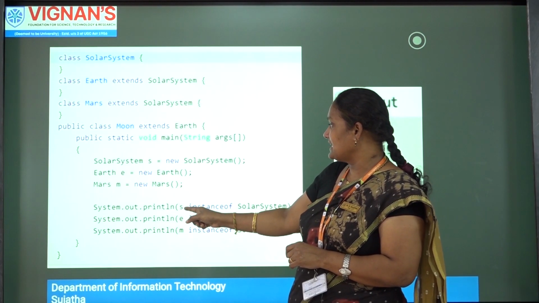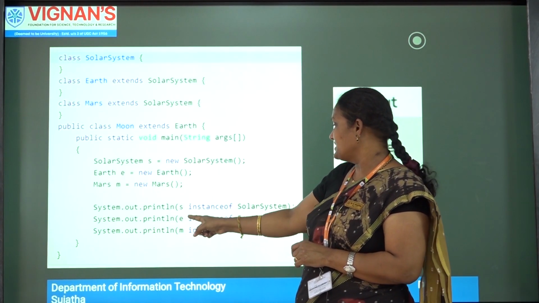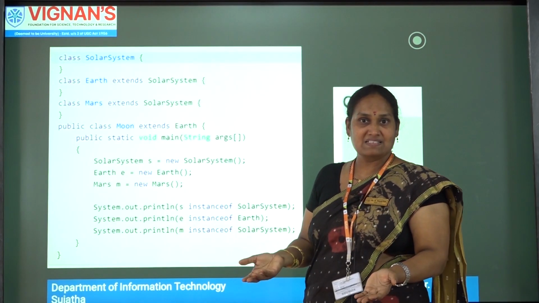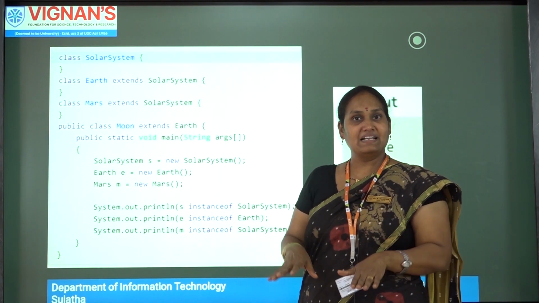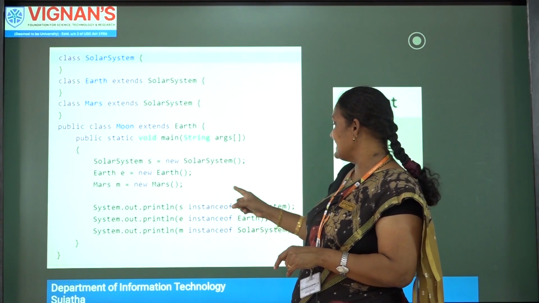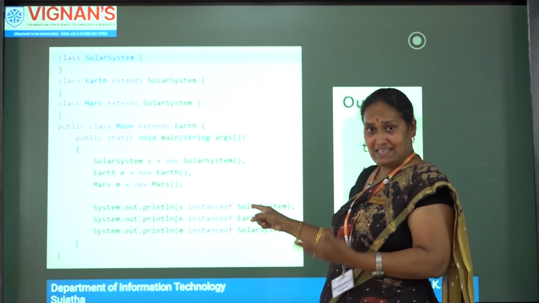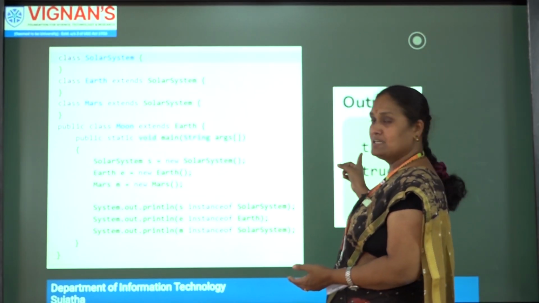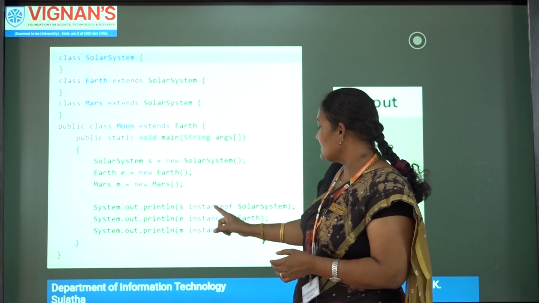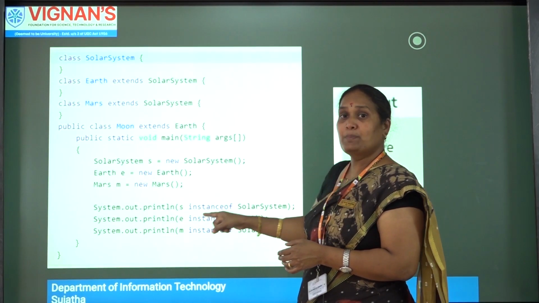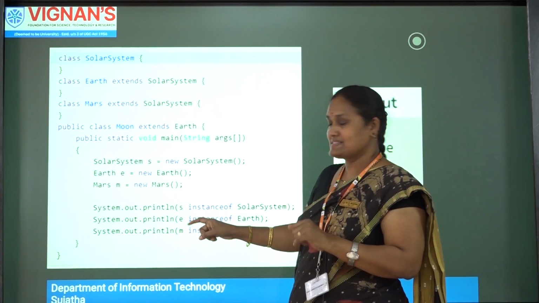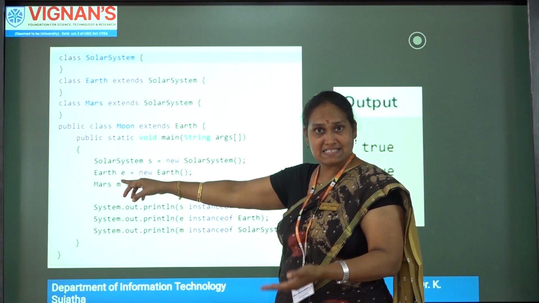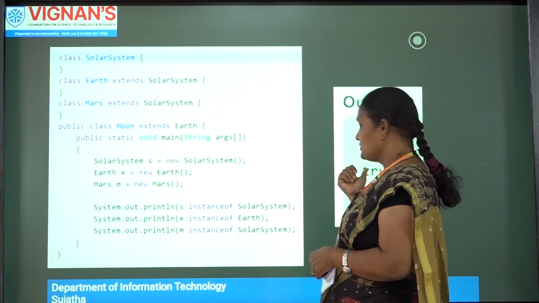Here this is the object name of the Solar System class, object name instanceof SolarSystem. If it is an instance of Solar System, then it returns true, otherwise it returns false. Now is S an instance of Solar System or not? Yes, S is the object of Solar System. It is an instance of Solar System, so it returns true. Now E, if it is an instance of Earth, it prints true, otherwise it prints false. E is an object of Earth class, so it is an instance of Earth class. So it prints true again.